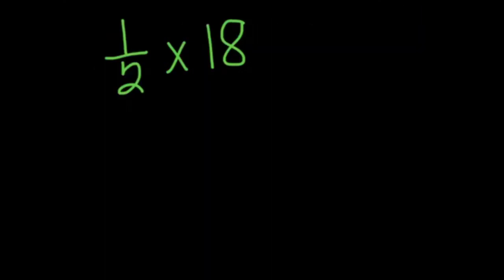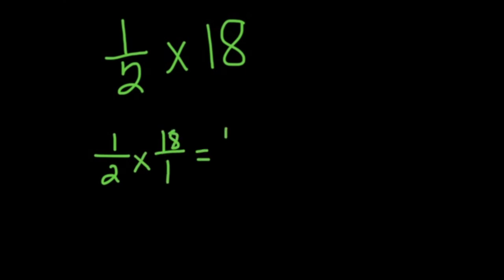So now let's look at multiplying a fraction times a whole number. You cannot multiply a fraction times a whole number. You have to only multiply fractions times fractions. So what we need to do is take our whole number and turn it into a fraction. And the way you take all whole numbers and turn them into fractions is to just simply stick a 1 under your whole number. So my problem now is no longer 1/2 times 18, it's 1/2 times 18 over 1.